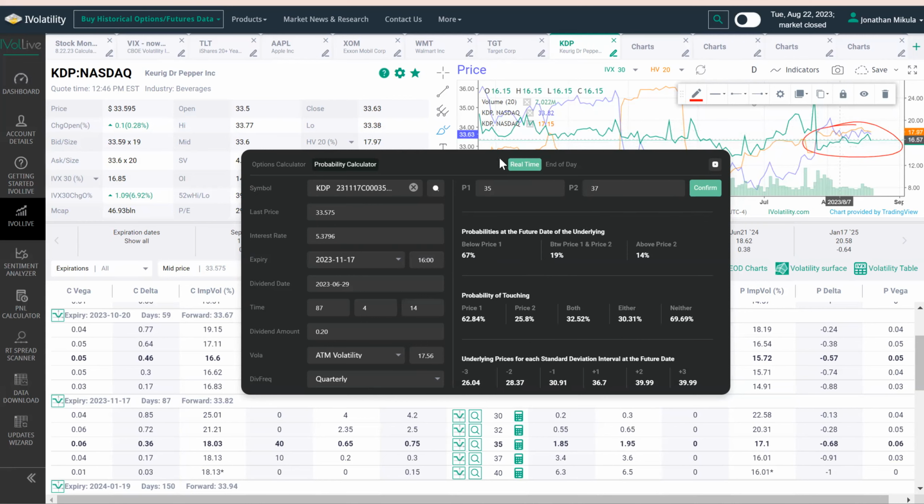I saw this chart formation. I went to the probability calculator. Then I'll design a bearish trade here in the real-time spread scanner. I'll run it through the P&L calc. And then if I like it, I'll execute it with my broker. So that's kind of how it all goes full circle.